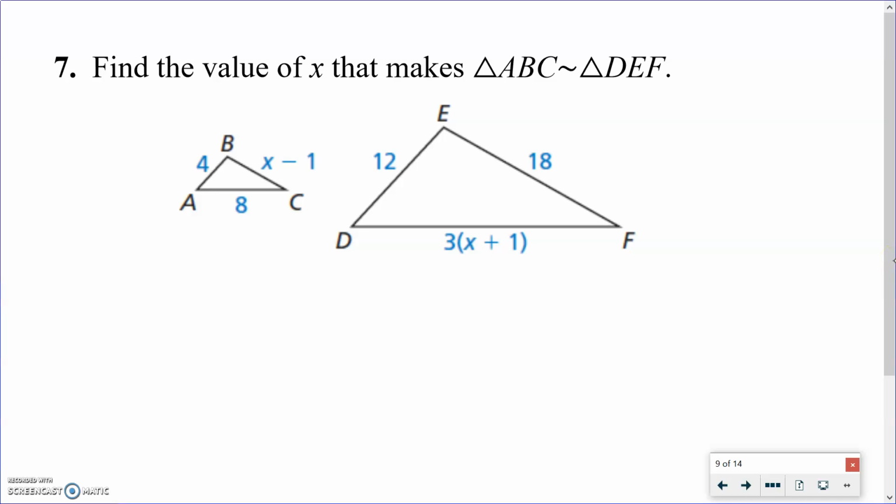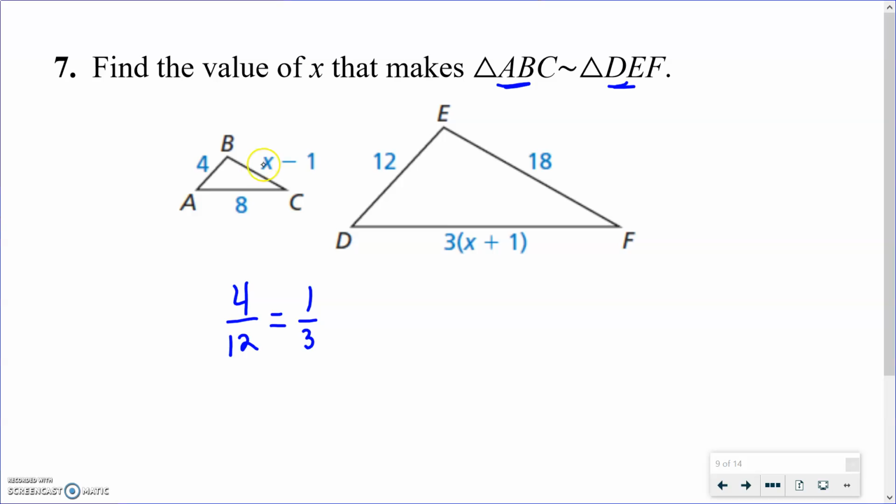Okay, so again, we're using our similarity and what we know. And so AB, right here, I see that that's got a whole number there in DE. So I'm going to use that to set up my similarity ratio, and I'm going to simplify. So 1/3.